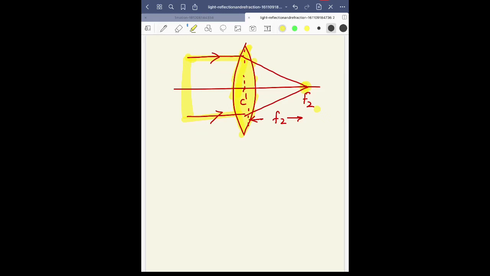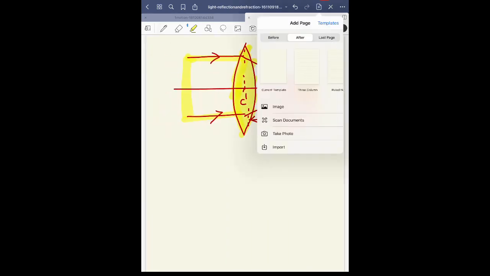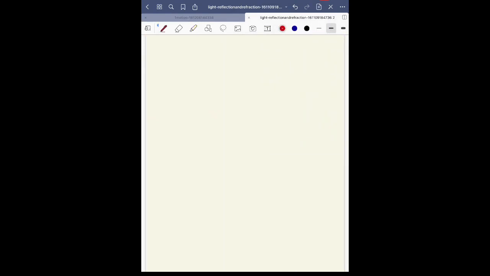Then again about the concave lens, we will be having two focus and two focal lengths. If I take a concave lens, this is my optical center. The first principal focus for a concave lens is the virtual position of the point object on the principal axis for which the image formed by the concave lens is at infinity. We are taking it parallel to the convex lens only. It is the position of the point object, but virtual position, for which the image will be formed at infinity.